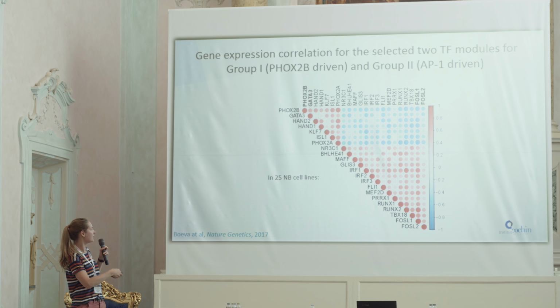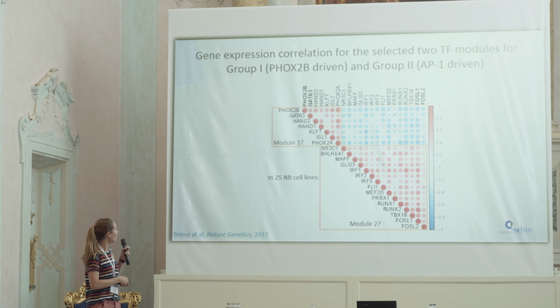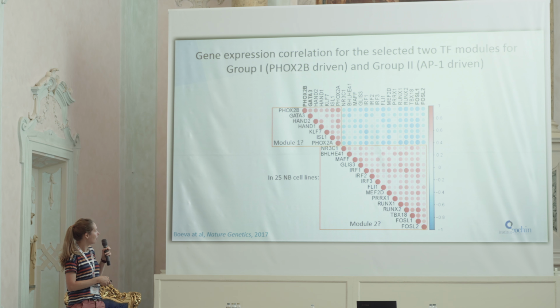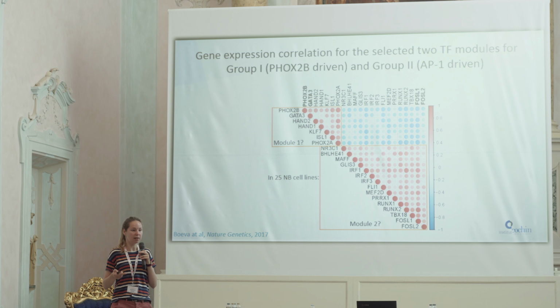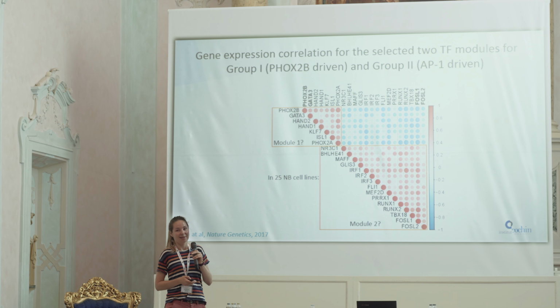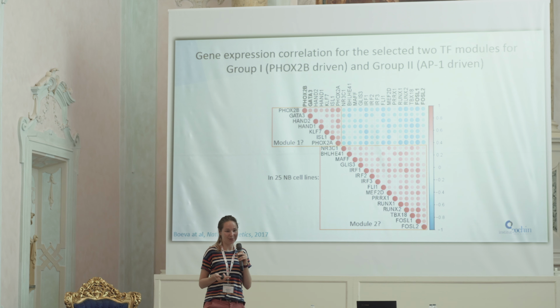So you see that on the cell lines, the expression of these transcription factors is correlated, and the expression of these transcription factors is correlated, and that they are anti-correlated in between. So we maybe think that this is module 1, this is module 2, but these correlations were obtained on our cell lines. So you cannot publish something only on cell lines, so you need to go to tumors.